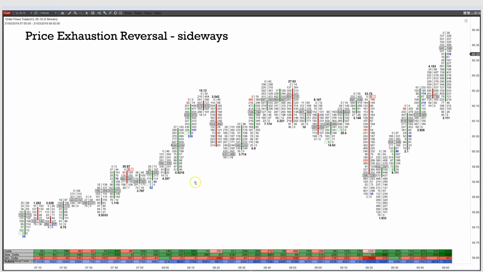This one just went sideways on you, right? You got your big volume push, delta push up here, delta small, positive, then the big negative delta, and it just sort of goes sideways.